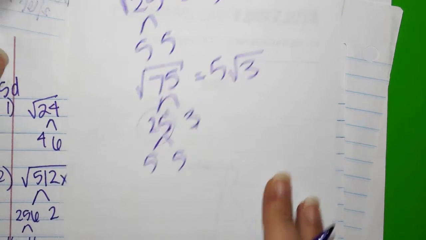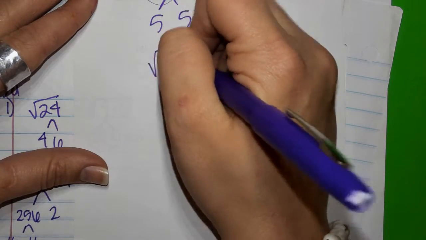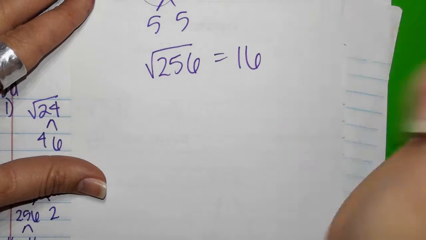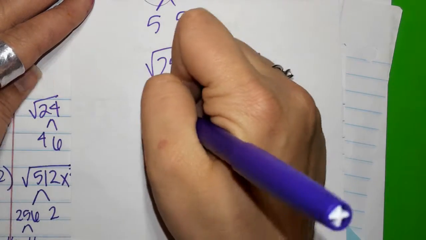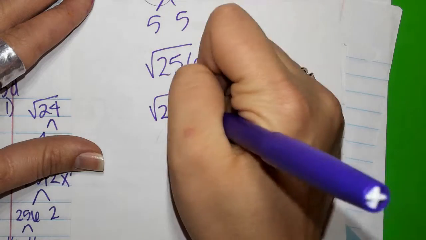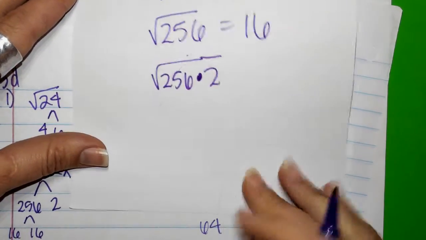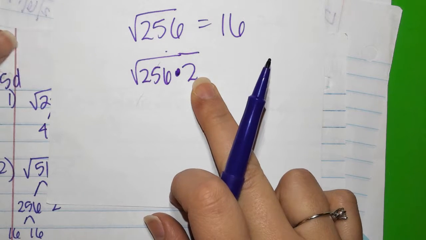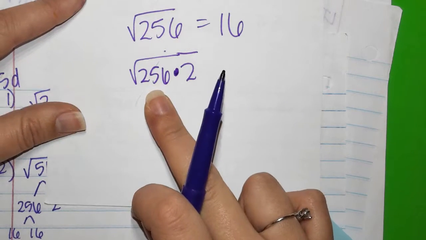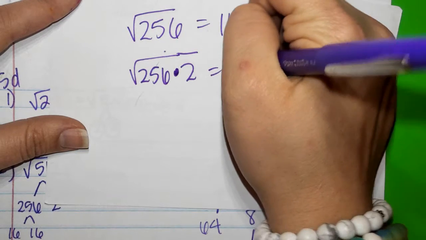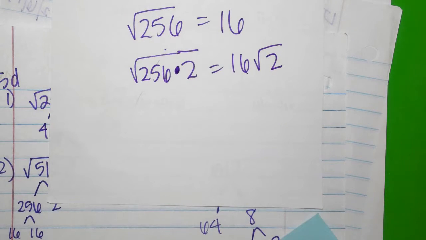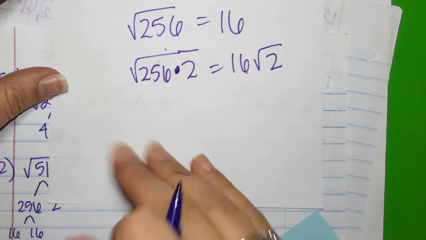Okay, now wait. What's the square root of 256? 16. Now what if I said the square root of 256 times 2? Can we take the square root of 2? No, it's not a perfect square. What's the square root of 256? What's left under the radical? We're not there yet. So you take the perfect square every time.